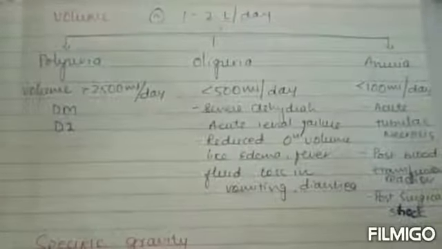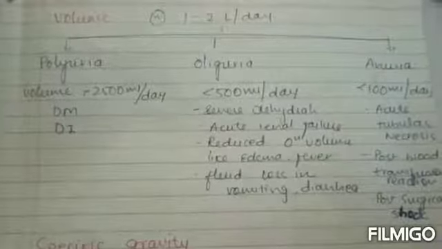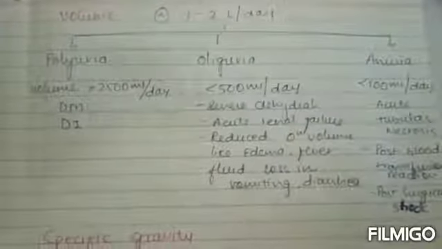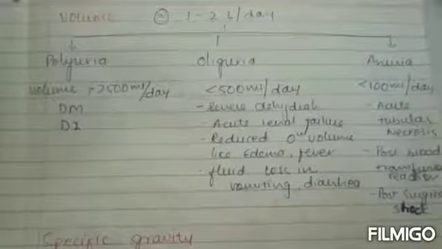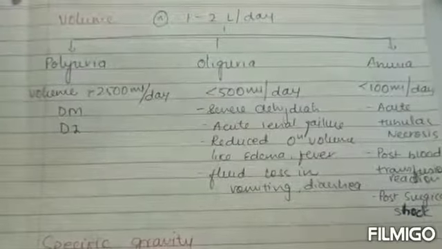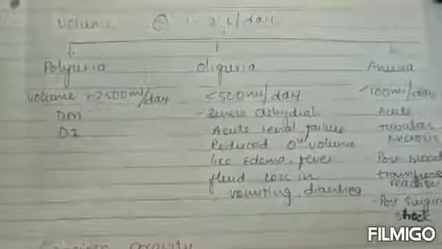Oliguria is when the urine output is less than 500 ml per day. The conditions are severe dehydration, acute renal failure, reduced circulatory volume like edema and fever, and fluid loss in vomiting and diarrhea. And the last one is anuria. When the urine output is less than 100 ml per day, it is considered anuria. The conditions are acute tubular necrosis, post-blood transfusion reaction and post-surgical shock.